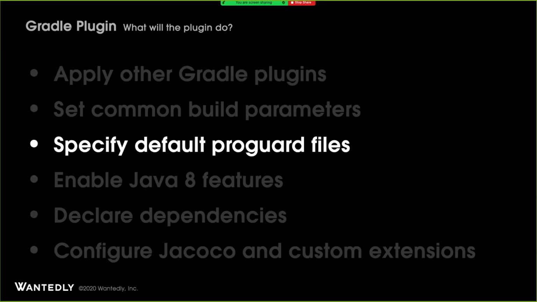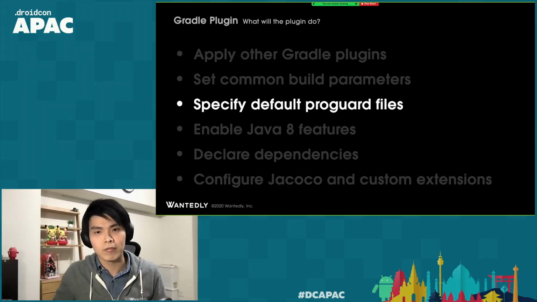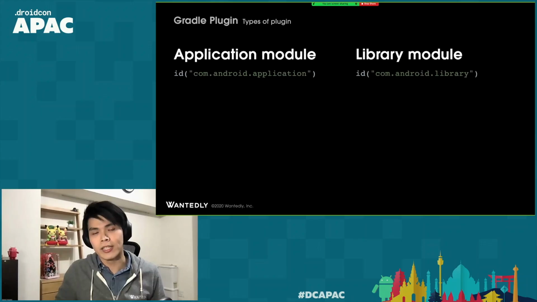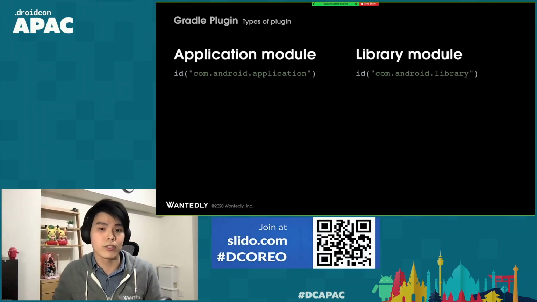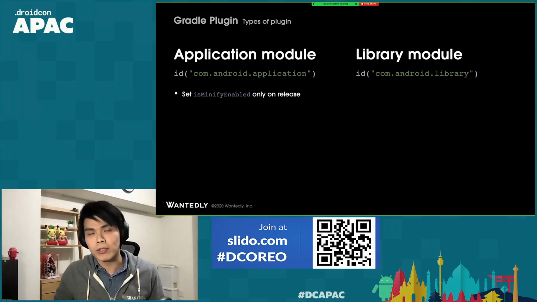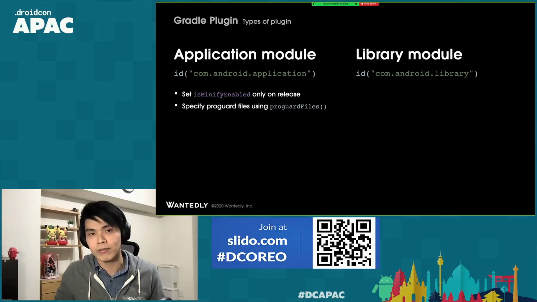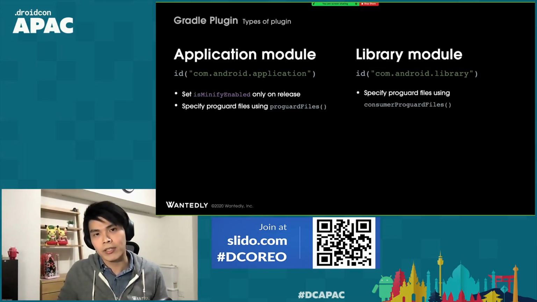Next, I want the Gradle plugin to specify the default program rules files for obfuscation. There are different types of modules in Android, but the most common ones are application modules and library modules. For an application module, I want the Gradle plugin to enable obfuscation only on release build, and then specify any additional program rules files using the program files function. Whereas for a library module, I want to specify the program rules files using the consumer program files.